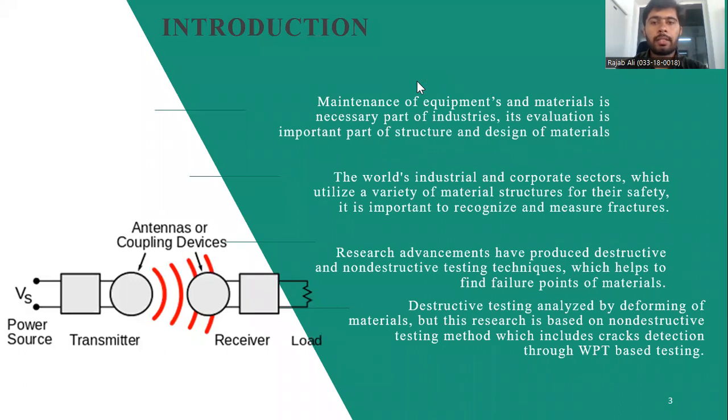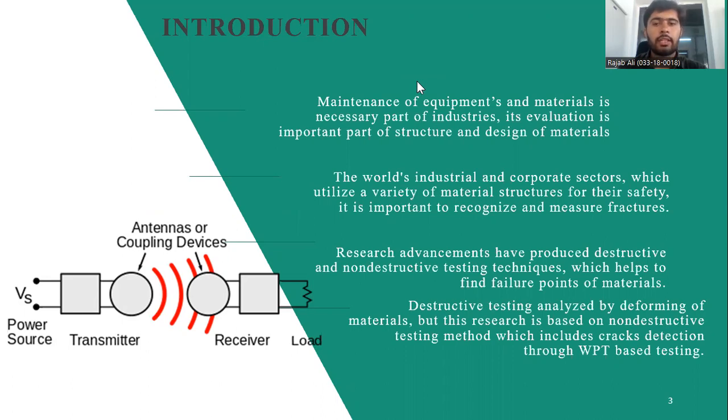Introduction. Maintenance of equipment and material is a necessary part of industry. Its evaluation is an important part of structure and their design. The world's industrial companies and corporate sector utilize a variety of material structures and machines, and for their safety it is important to recognize and measure their fractures and failure points.